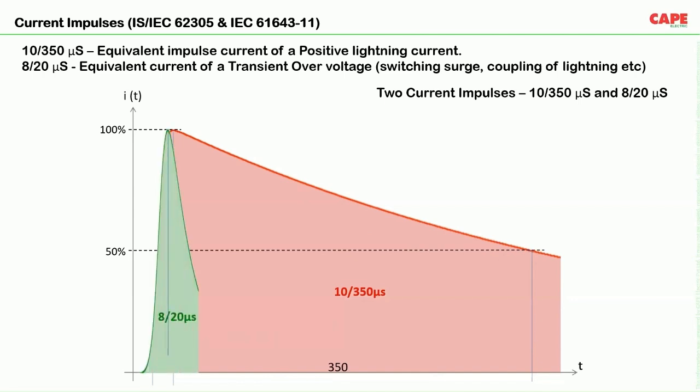Similarly, we have an 8 by 20 microsecond waveform also, and you can see that in the first 8 microseconds, it reaches its peak, and in the next 20 microseconds, it comes down to half of its crest value. From the waveform, it is very clear that a lightning impulse has a very high specific energy and charge, so it can create more damage to your electrical system when compared to an 8 by 20 microsecond impulse.